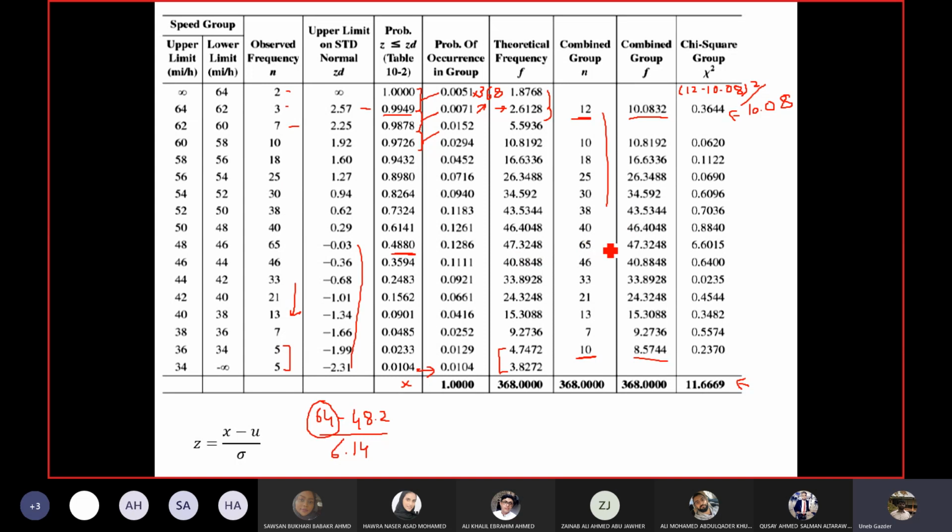How many values do we have? 14. So that means we have 14 speed groups. Degrees of freedom is always number of speed groups minus 3. 14 minus 3, 11. Degrees of freedom is 11. So degrees of freedom is 11 and chi-square value is 11.6669.